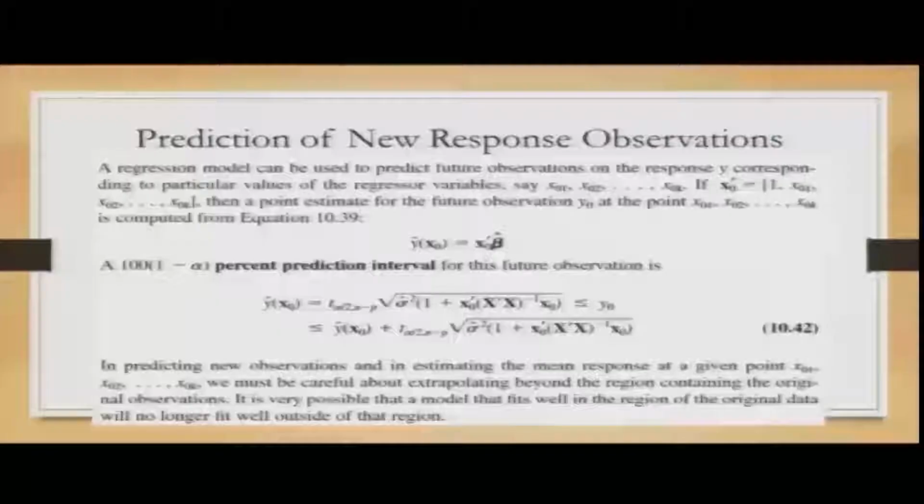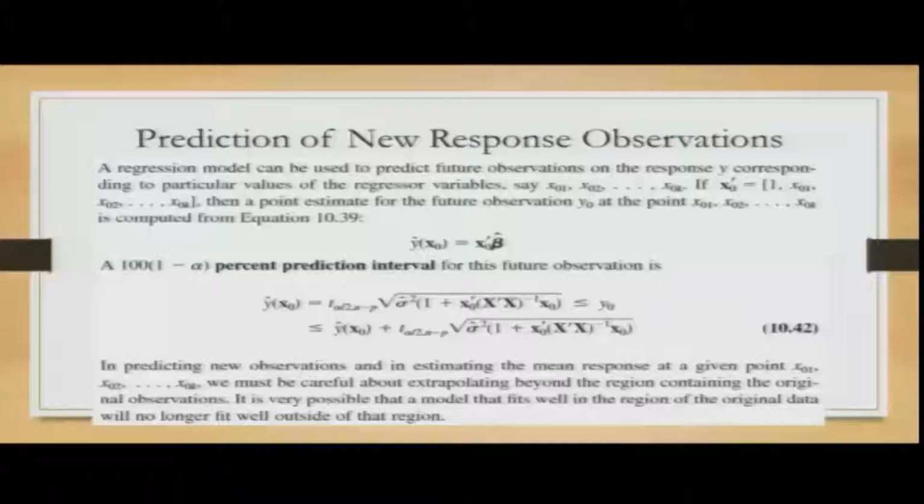So, without repeating, let me come to the problem. A regression model can be used to predict future observations on the response y corresponding to particular values of the regression variables, say x naught 1, x naught 2, and so on till x naught k. So, that means you are taking the first, second, third, fourth up to the kth variable and their responses, for example, for the n plus 1. Now, in this case, you will write x naught transpose as a vector, either a row vector or a column vector, where the first element remains as 1 because we are considering beta naught is there.